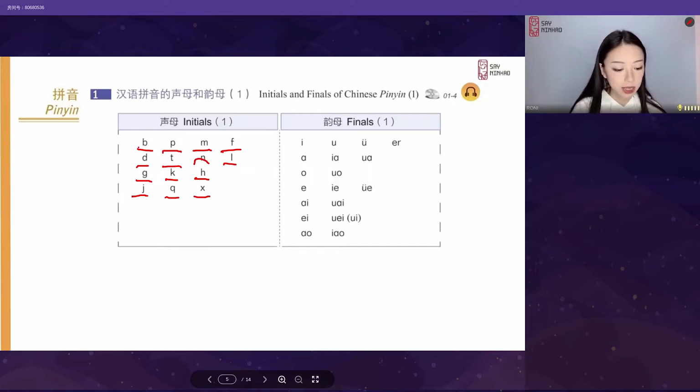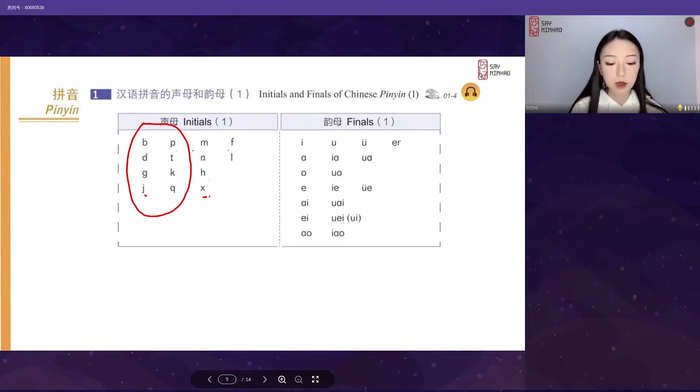Now let's see these two groups, okay? First, let me get rid of these lines. Let's see these two groups. 波 坡, 的 特, 哥 科, and 鸡 七. I'm going to separate them into these two groups. First one is the unaspirated group, and this one is the aspirated initials.